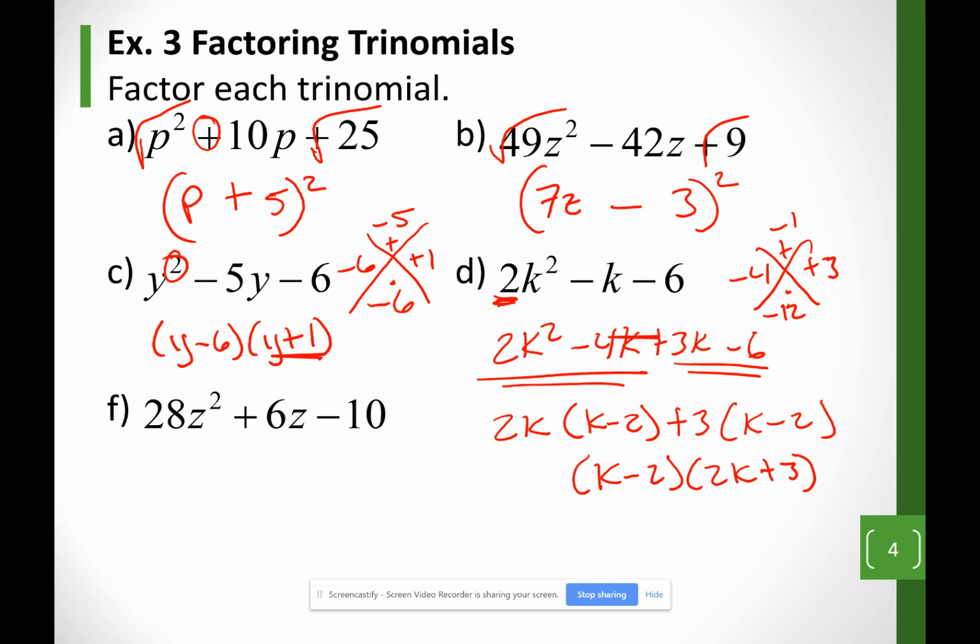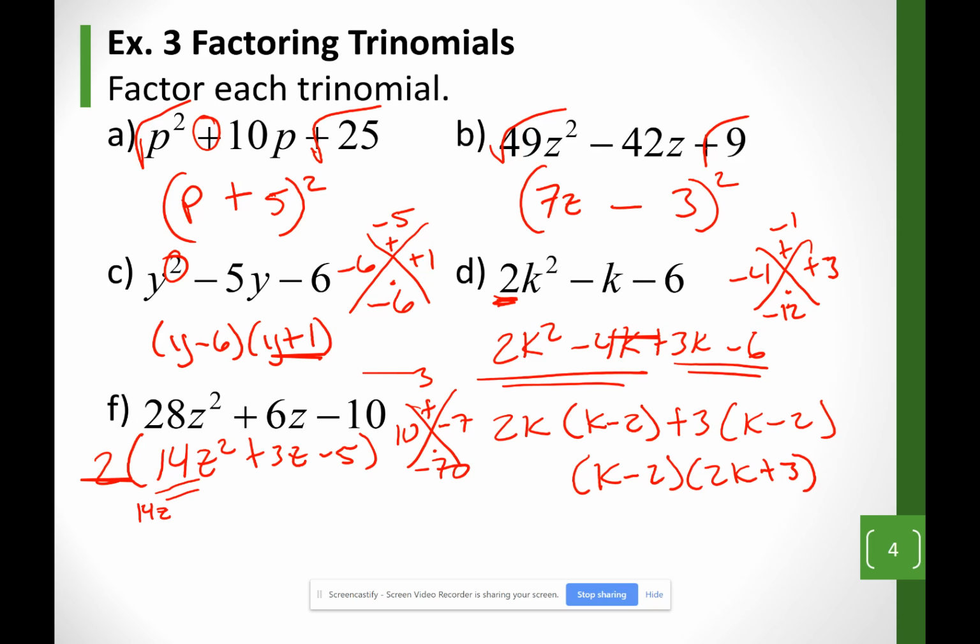Now, my example F, I'm going to start by dividing everything by 2. I'm thinking greatest common factor. I'm going to make my numbers smaller. So I'm going to divide everything by 2. So I should have 14z squared plus 3z minus 5. So now I'm looking for two numbers that multiply equals -70, but when I add them is equal to 3. Thinking 10 and -7. Because my leading coefficient is not a 1, this is just how I'm going to split my middle term. So I have 14z squared plus 10z minus 7z minus 5.